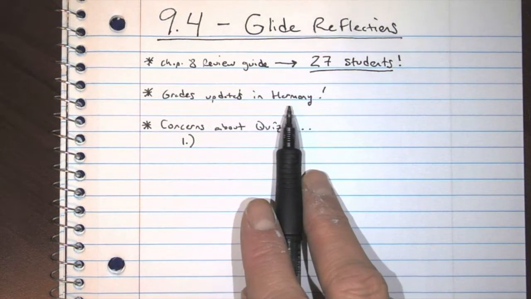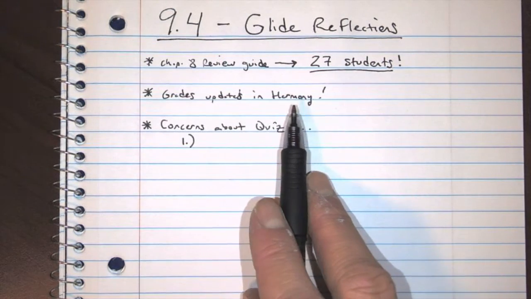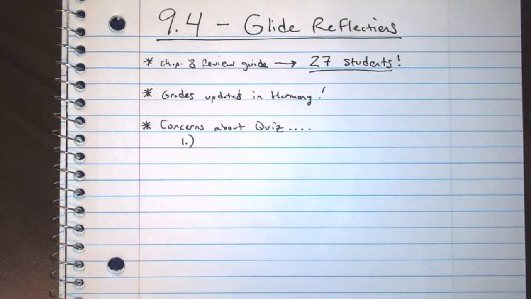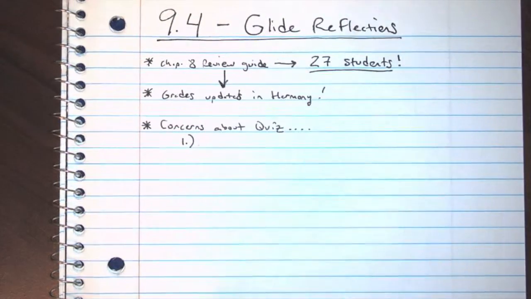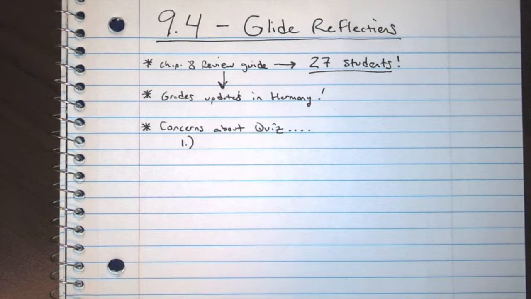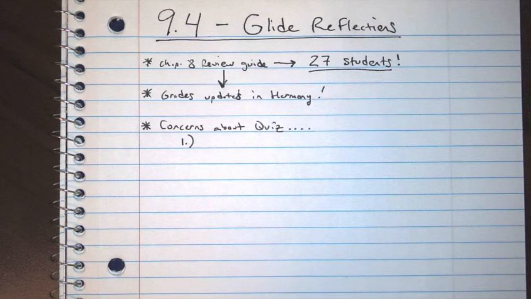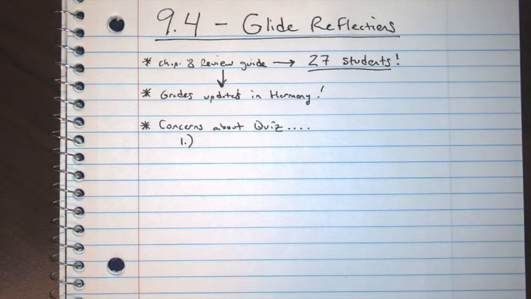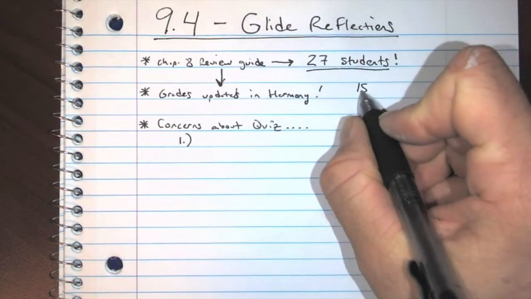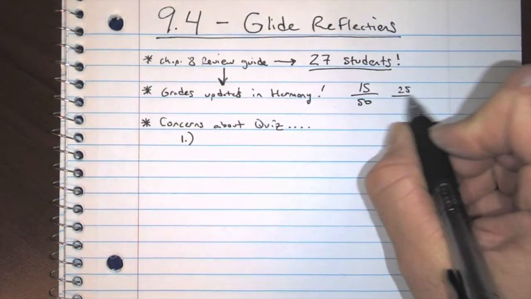Grades are updated in Harmony. Check Harmony, folks. Please put your password in, check your grade. Everything is in: the Chapter 8 review guide, and the quiz that we took on Monday, the 10-question quiz that was worth 50 points. It's graded. Most of you probably saw your grade once you submitted it. So it's out of 50 points. Some of you did quite well. Some of you got a 15 out of 50. Some of you got a 25 out of 50.